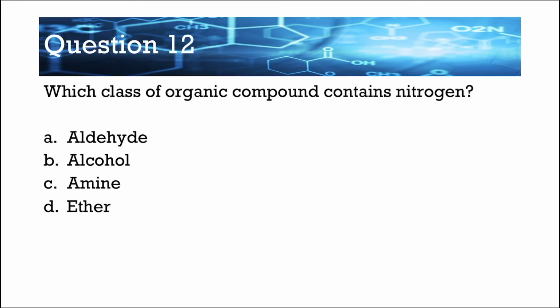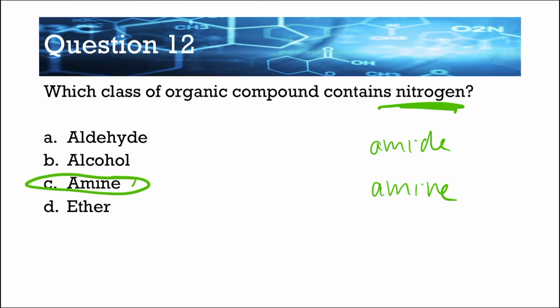Number 12. This is which compound contains nitrogen. There are only two functional groups with nitrogen. They are amides and amines. Now you want to figure out which one of these two is in the answer choices. Amine is the only one, so C is your answer.